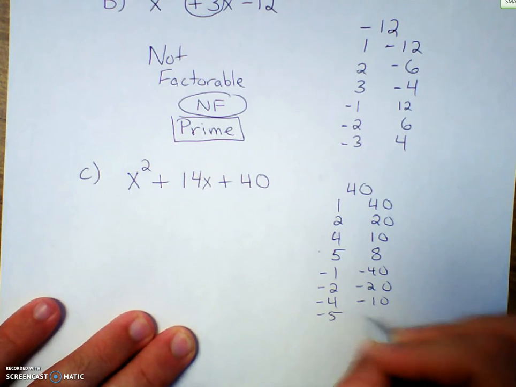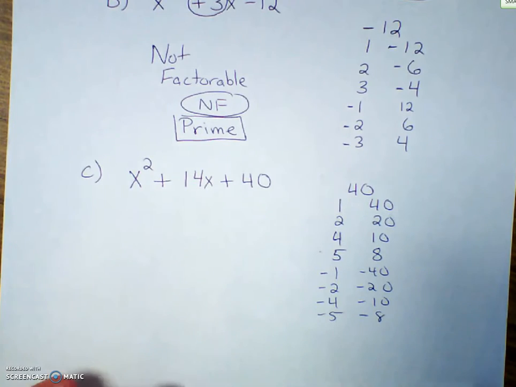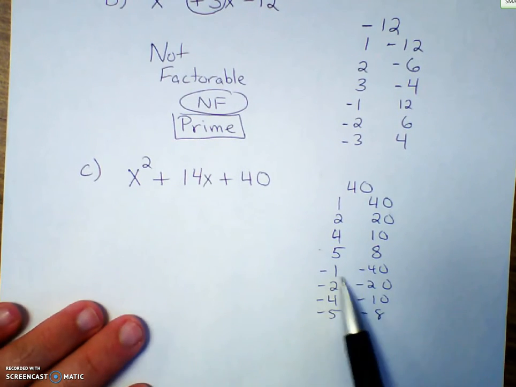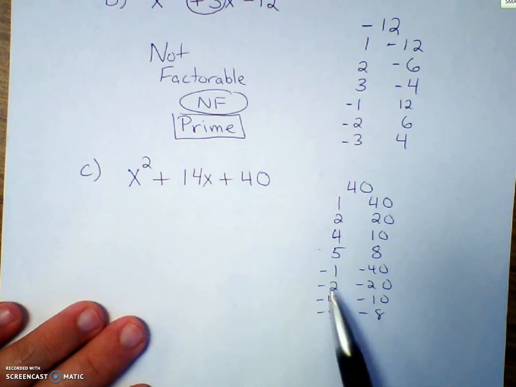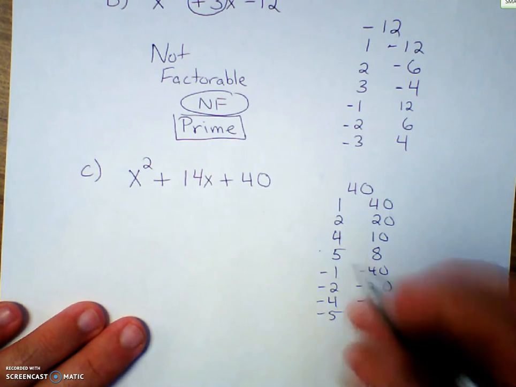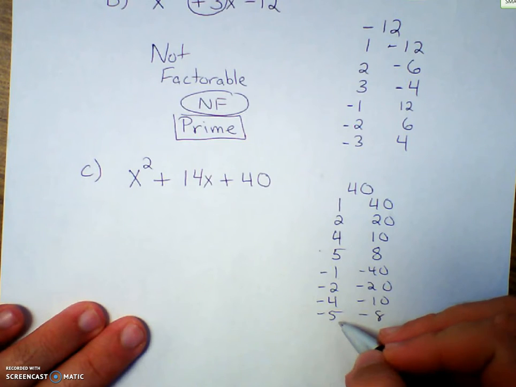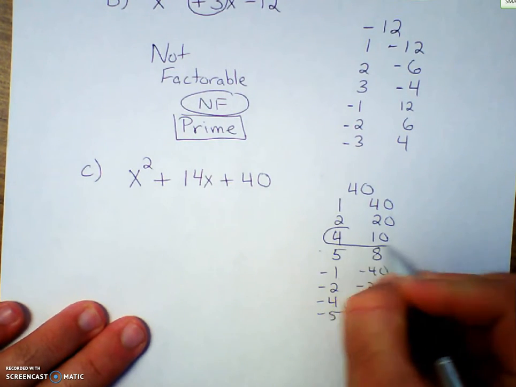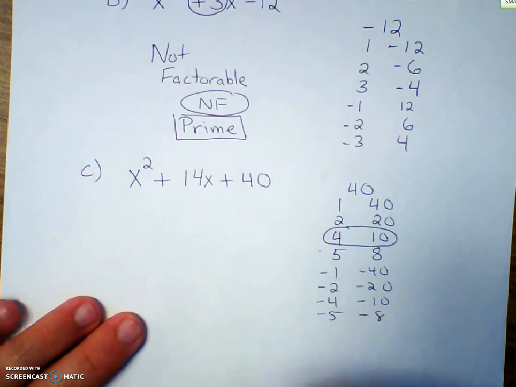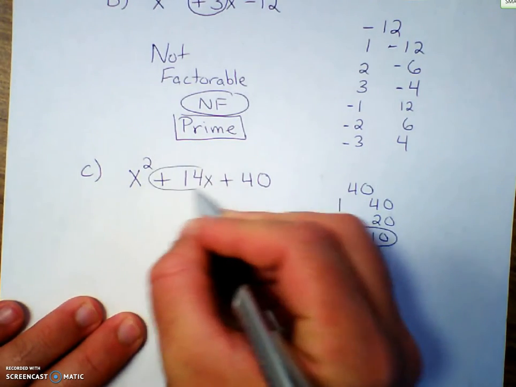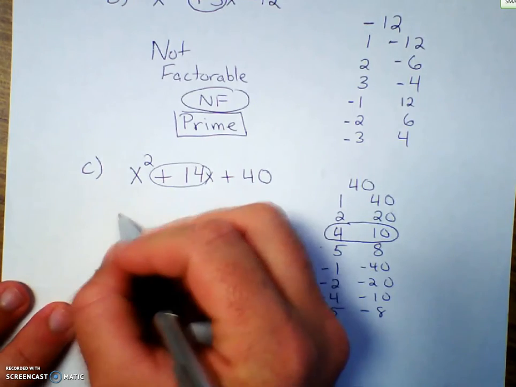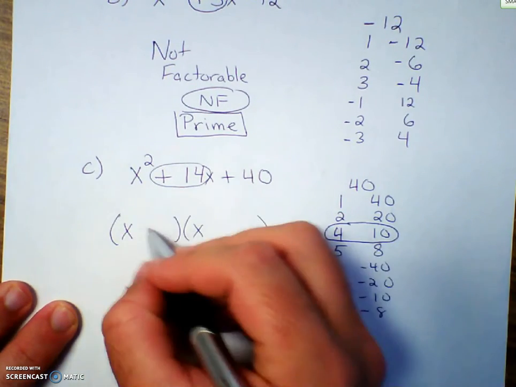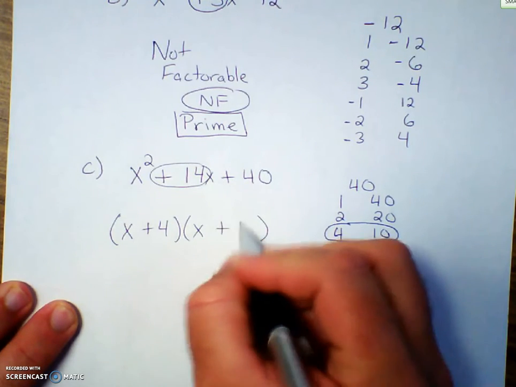But here's the thing. When you do a lot of these, you're trying to add these together to get a positive 14. There's no way you can ever add 2 negatives and get a positive number. So eventually you won't have to write those. But for the time being, I'm going to list all of them out. And you can see that 4 and 10 are the only 2 factors that will add to get you this 14x. Okay, so your factors are x, and then a positive 4 and a positive 10.